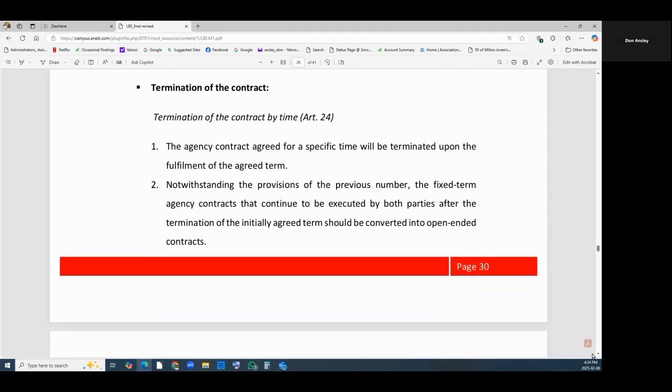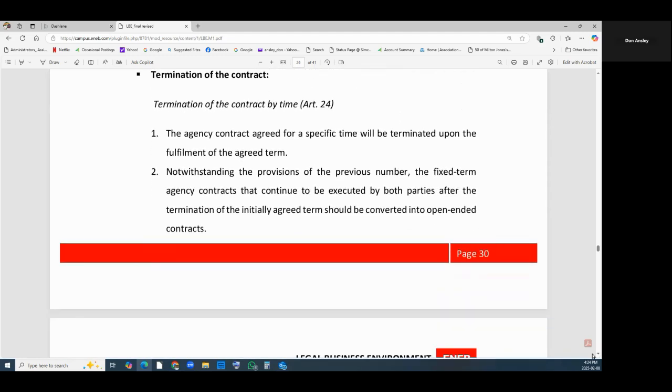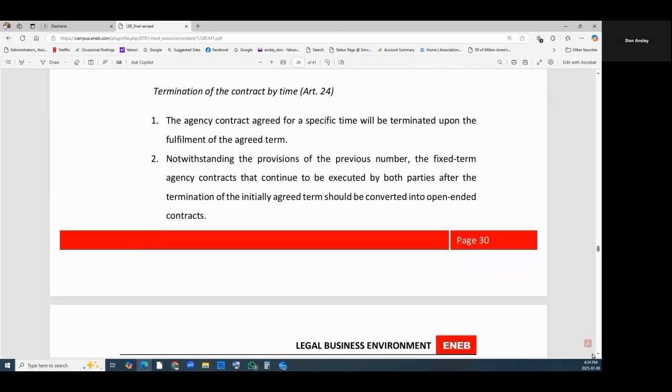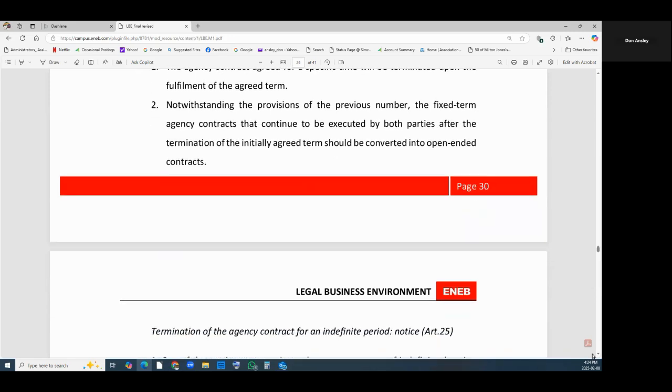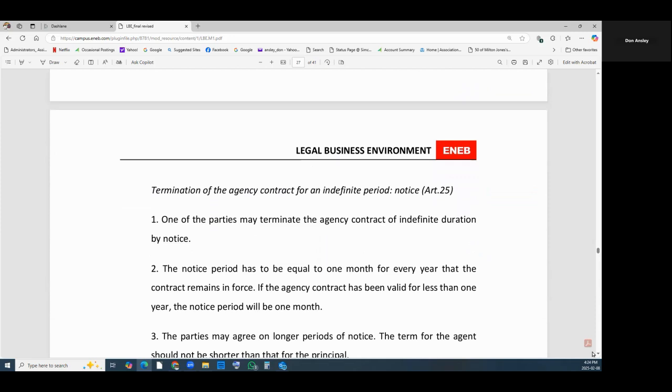Termination of contract. The agency contract agreed for a specific time will be terminated upon fulfillment of the agreed term, of course. But notwithstanding the provisions of the previous number, the fixed-term agency contract that continues to be executed by both parties after the termination of the initially agreed time should be converted into an open-ended contract. Termination of the agency contract for an indefinite period.